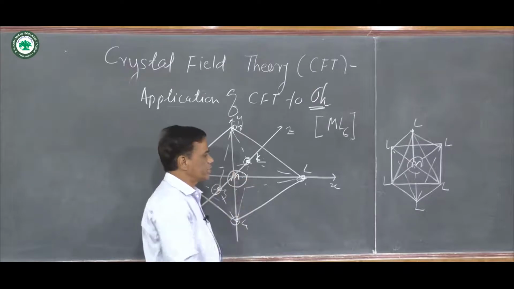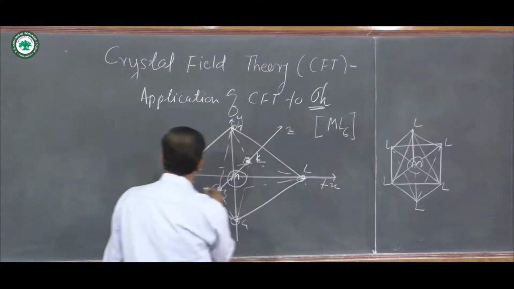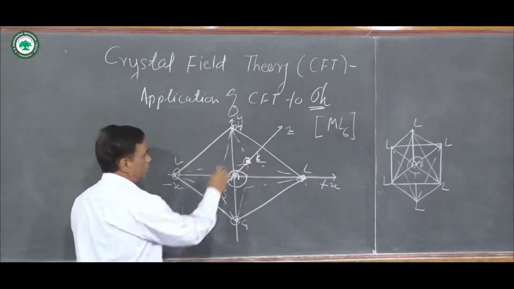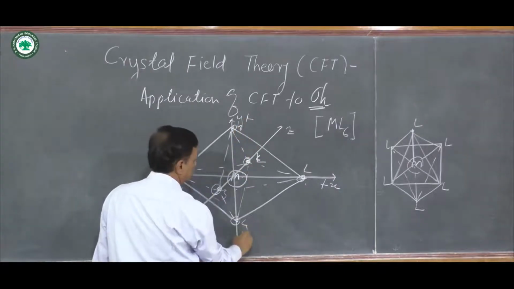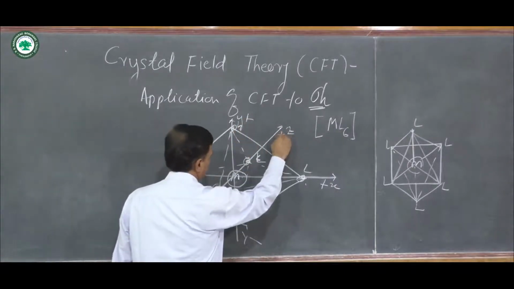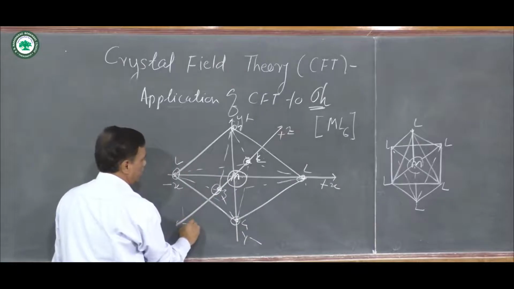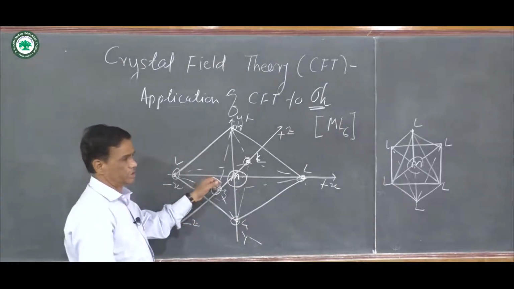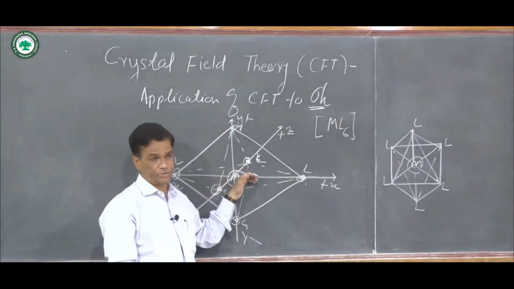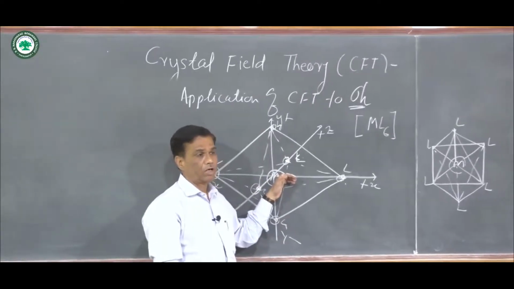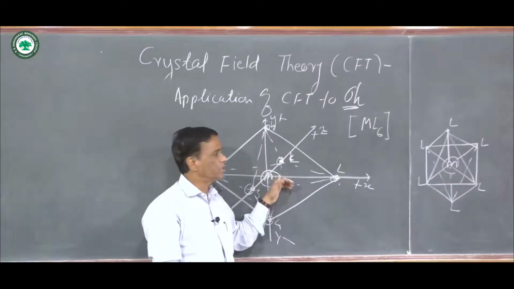This is the x-axis. Suppose here is positive, then this one is negative. This is plus y, then this is minus y. This is plus z and here minus z, and all ligands lie on the axis. They lie on the axis or along the axis.